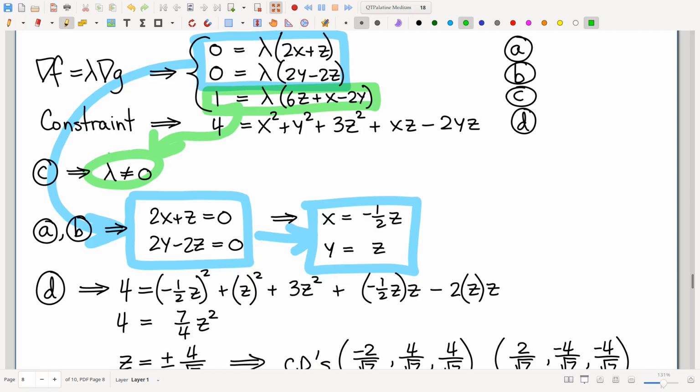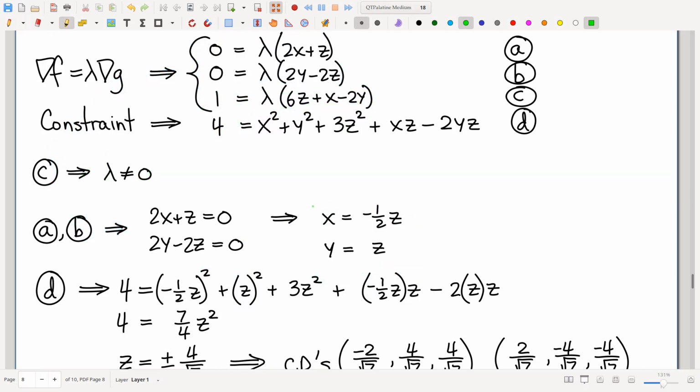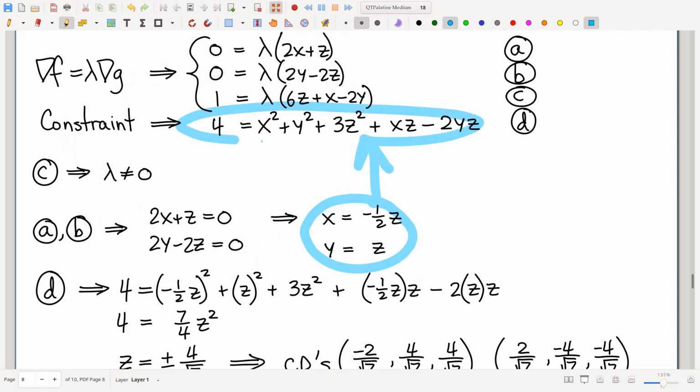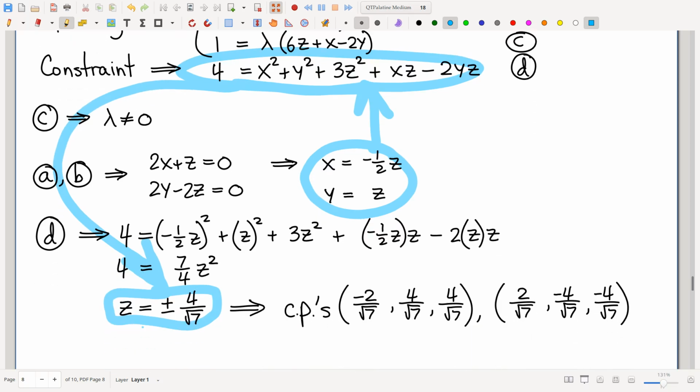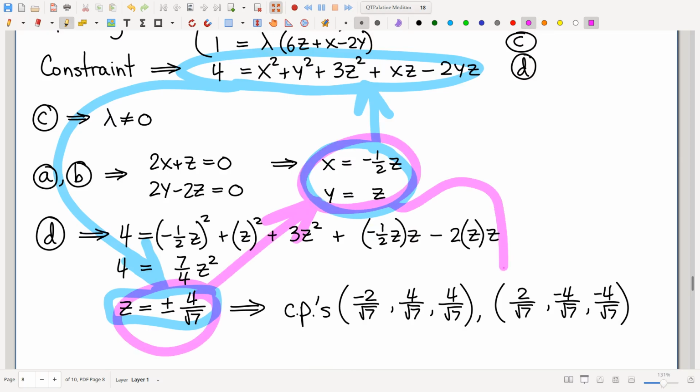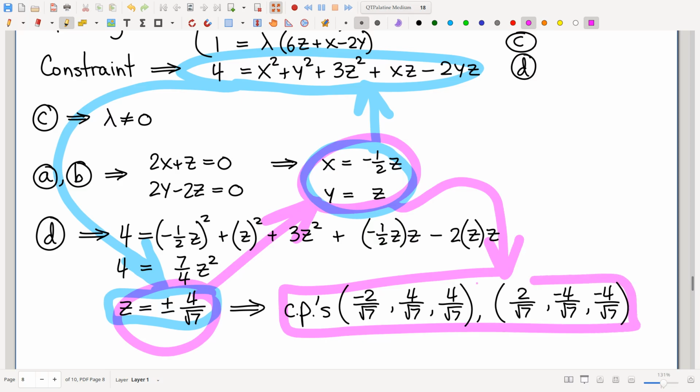And by the way, at this point, it's all over but the shouting, because once you know these relationships, then this equation allows you to solve for z. And once you know z, that allows you to find your critical points. Everybody see how that works?